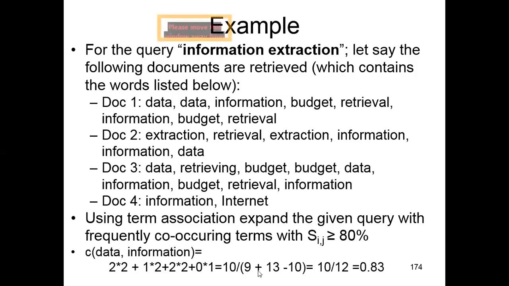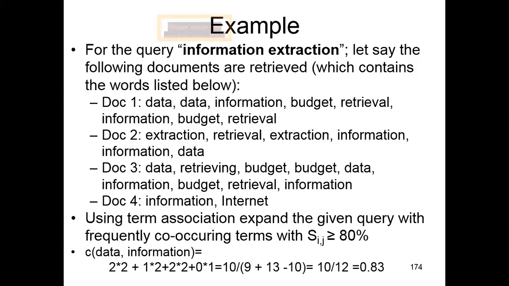So we take 9 plus the co-occurrence of information with information. In the first document, 2 times 2, 4, plus again 2 times 2, 4, 8. Again 2 times 2, 4, 8 plus 4 is 12. 12 plus again 1 times 1, 13. So 9 plus 13 minus their co-occurrence, 10.